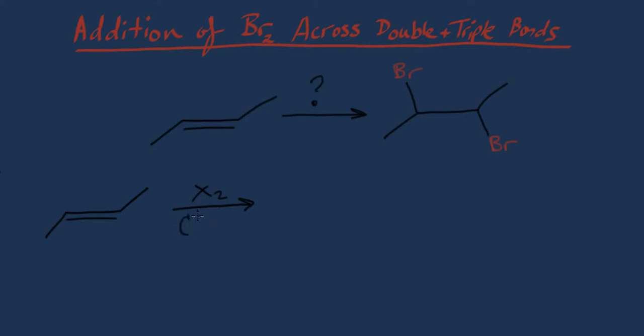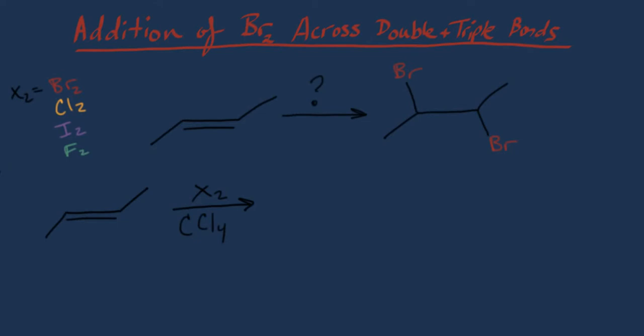So this is what we're going to have, and X2 can be several things. It can be Br2, maybe even Cl2. Maybe iodine, which might be purple actually. Yes, so maybe we have iodine, and then, I don't know, fluorine. I don't know what color fluorine is.